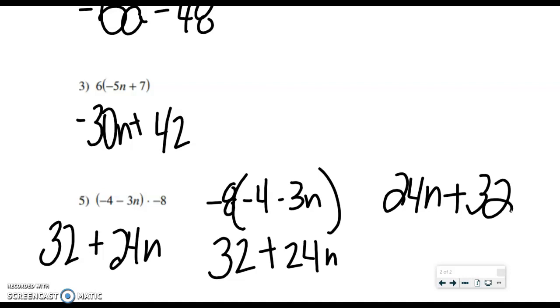But the thing you have to keep in mind is that that negative 8, when you're multiplying by both of these terms on the inside, made them both positive.